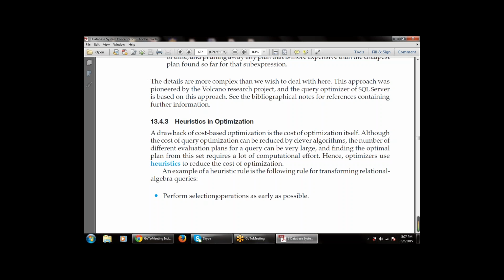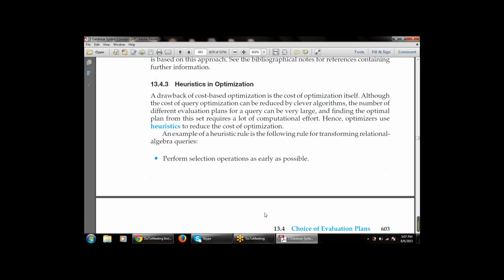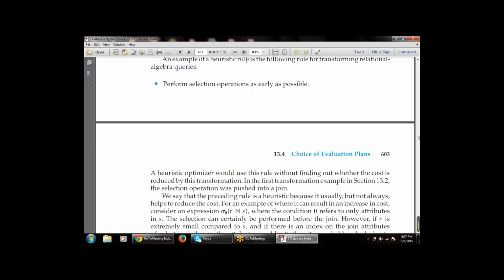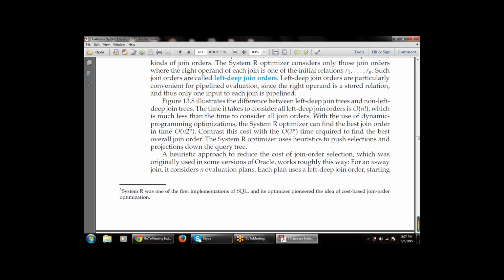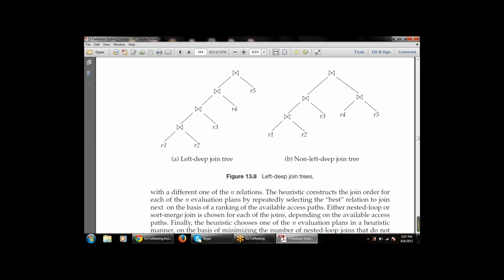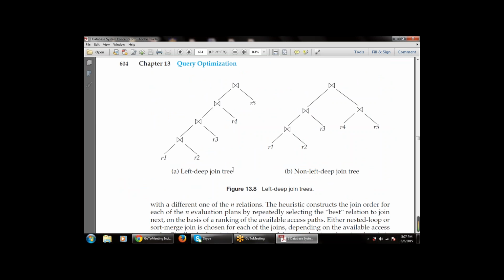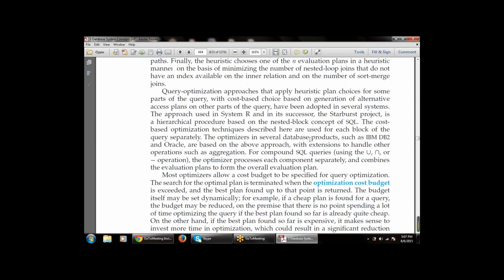Various examples: perform the selection operations as early as possible. Heuristic optimizers use this rule without finding out whether the cost is reduced by this transformation. And perform projections early, or perform the join operations first. This is the left-deep join tree, that is, the non-leaf or non-left join tree.